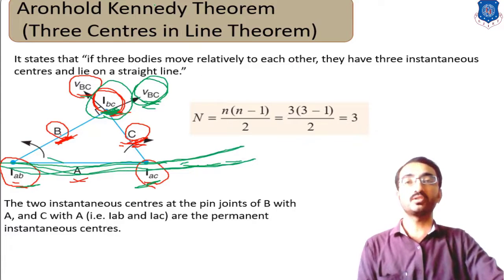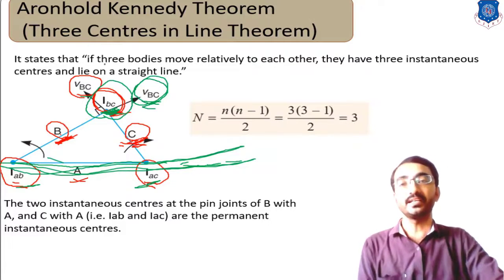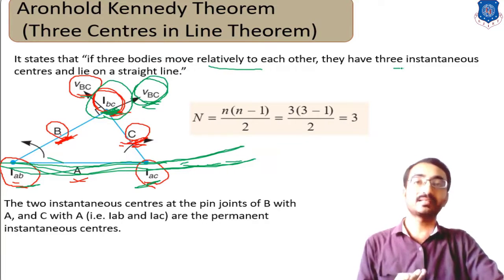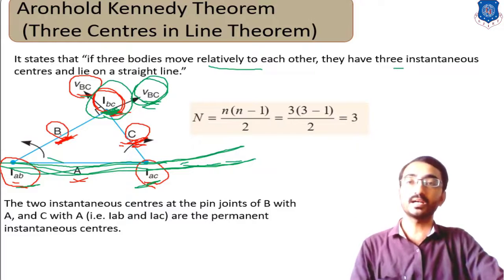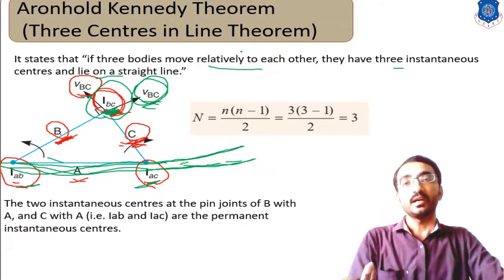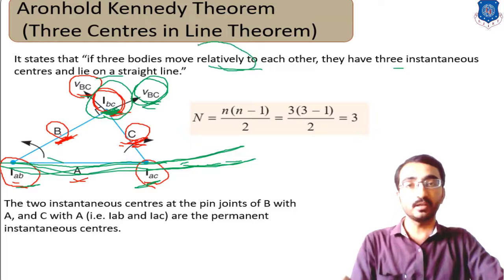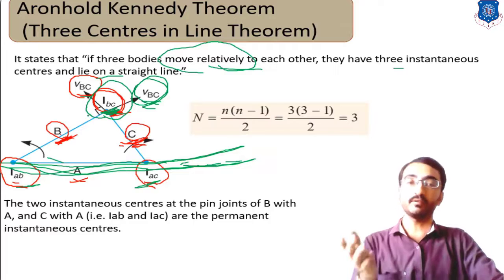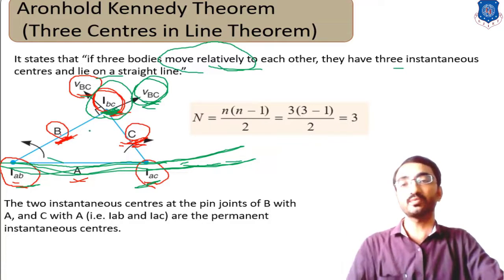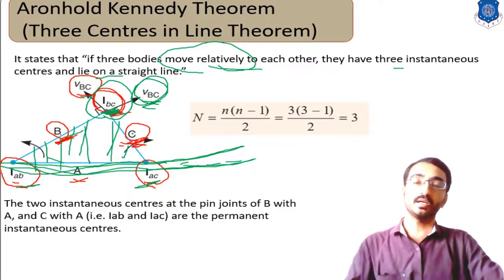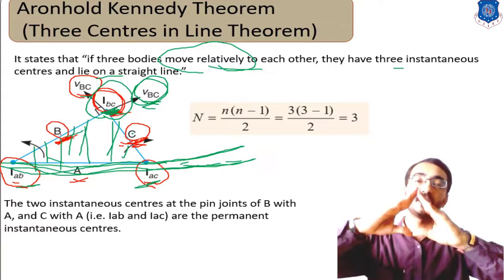That is all about Aronhold-Kennedy's theorem. It states that if three bodies move relative to each other and they have three instantaneous centers, then these three centers must lie on a straight line. If they are not lying on a straight line, then these three bodies will not have relative motion between them. As in this diagram, if we consider three links, we can observe that this is forming a structure, because in this case we can never have relative motion of B and C. It will always have a fixed position.